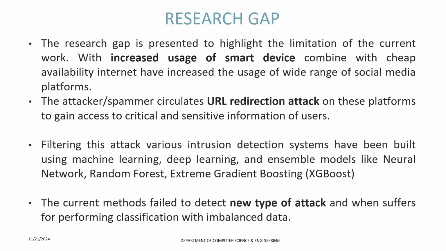So here is the work we are trying to project. The gap here is that when an attacker or a spammer sends a link, which is a URL, and we click it, it will redirect to an attack. That's the main problem statement, and most of the existing IDSs are not able to detect that. With the increased usage of smart devices and machine learning models, we are trying to filter out these attacks with the help of different models, which can be a neural network model, random forest, or extreme gradient boosting.